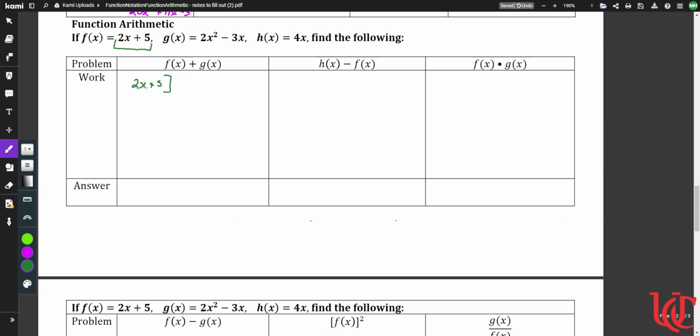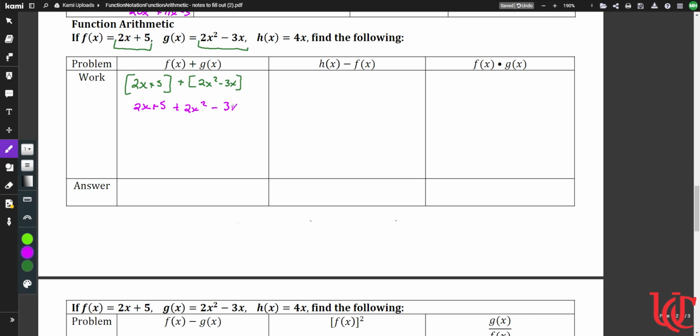You can put it in brackets if you want. I have the plus sign from the problem, and then I need my g of x, which is going to be my 2x squared minus 3x. And now I'm looking at it. I don't have anything to distribute to either of those parentheses or those brackets, so I can just look at my terms. So 2x plus 5 plus 2x squared minus 3x. That is a minus, not a plus, so I will make it a little neater.